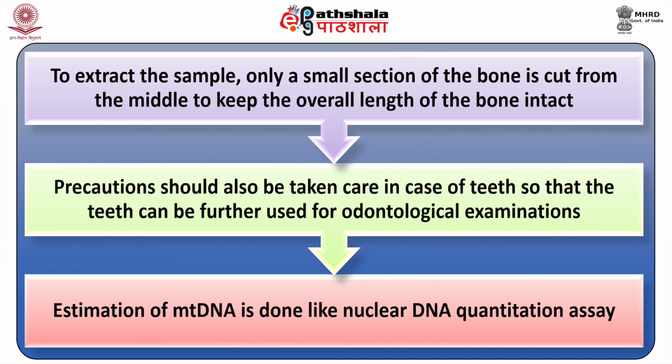To extract the sample, only a small section of the bone is cut from the middle to keep the overall length of the bone intact. The same precaution should also be taken in the case of teeth, so that the teeth can be further used for odontological examination. Estimation of mitochondrial DNA is done like nuclear DNA quantitation assays.